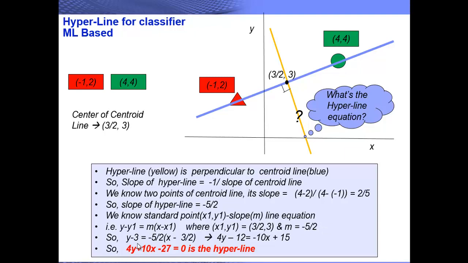So y minus 3 is equal to minus 5 by 2 x minus 3, because these values we are putting in this standard equation. So y1 is nothing but 3, and x1 is nothing but 3 by 2. So y minus 3 is equal to minus 5 by 2 into x minus 3 by 2, which implies 4y minus 12 is equal to minus 10x plus 15, and this will give us 4y plus 10x minus 27 is equal to 0. This is the line equation of the hyperline.